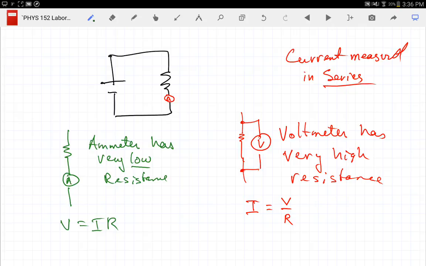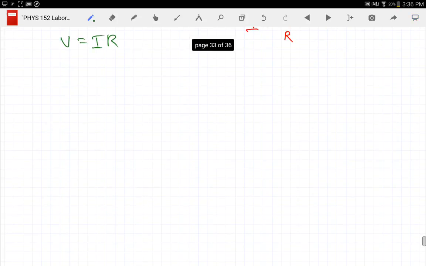Okay, now that I've talked about the meters, I will talk about series and parallel. So now you don't have to worry about reminding me, I remember.